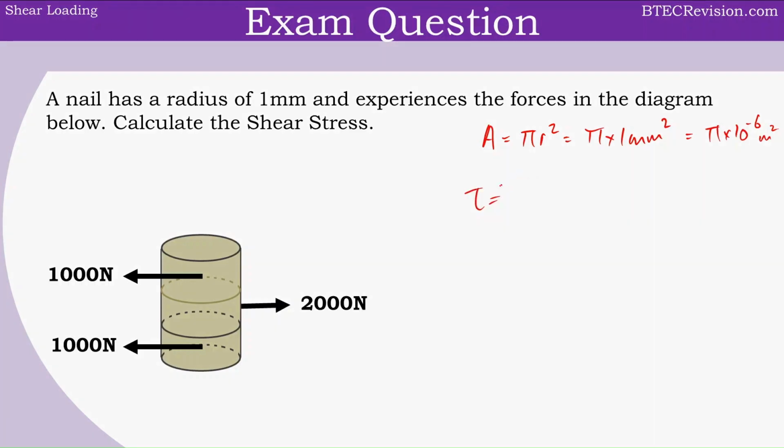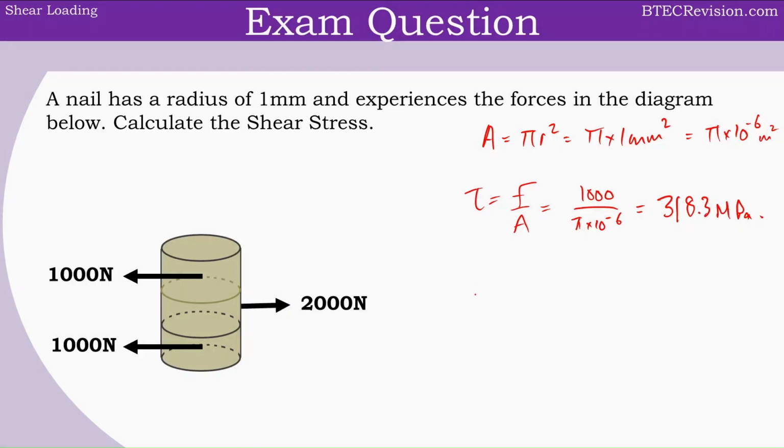Using the first method, shear stress is equal to shear force over shear area, which is equal to half the force, so that's 1000 newtons, divided by the area, which is pi times 10 to the power of minus 6. And that gives us a value of 318.3 megapascals.